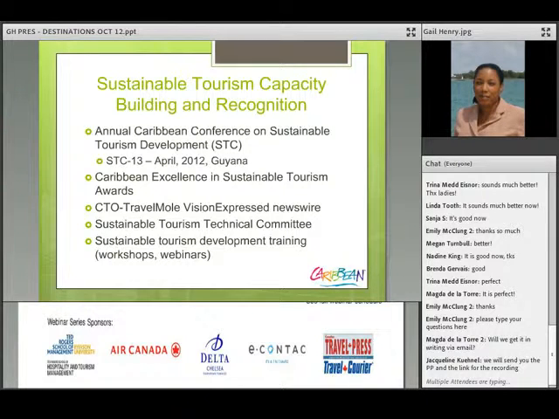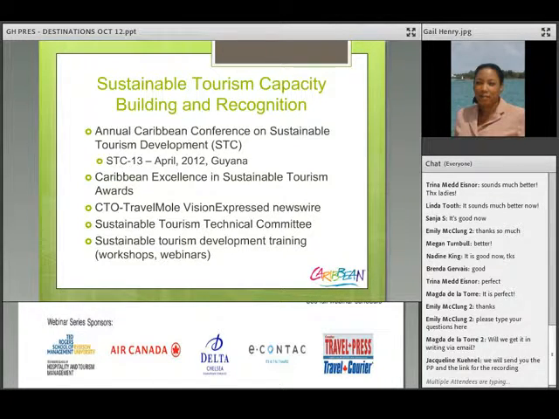Another way in which we've been getting the sustainability messages across and highlighting what is being done in the Caribbean region is through an initiative with Travelmole called Vision Express, which is a sustainable tourism quarterly newswire. In that newswire, we are highlighting not just what the Caribbean Tourism Organization itself is doing, but also the membership of that organization. It was recently launched in August, and we are preparing the second edition. We'd be happy to include you on our circulation list should you be interested in accessing the newswire.